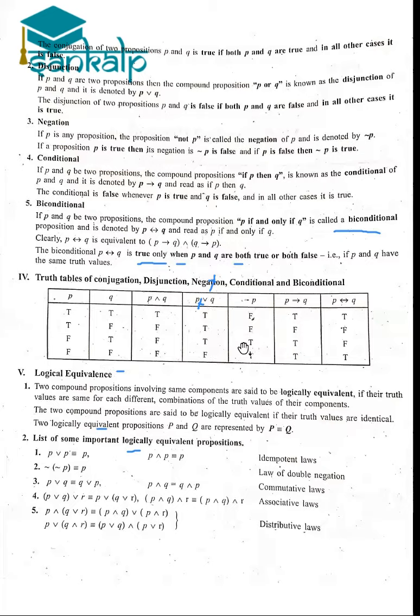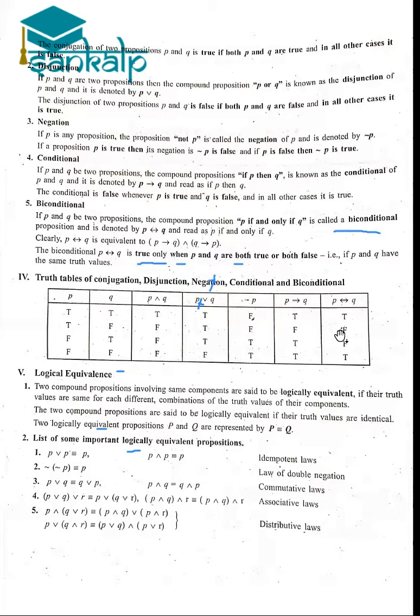Negation, you just need to write the reverse. Next, P implies Q. P implies Q is T, F, T, T. It is true always. Only when Q is false, it is false. In the rest of the cases, it is true.